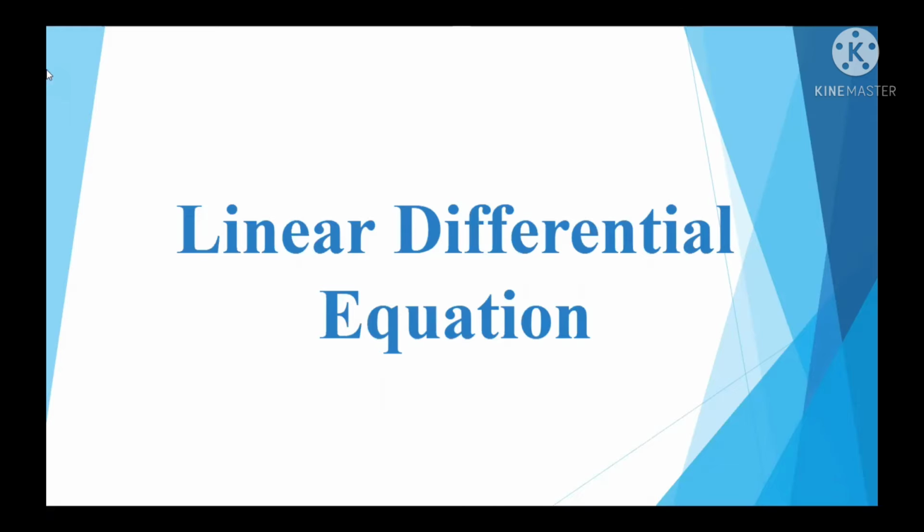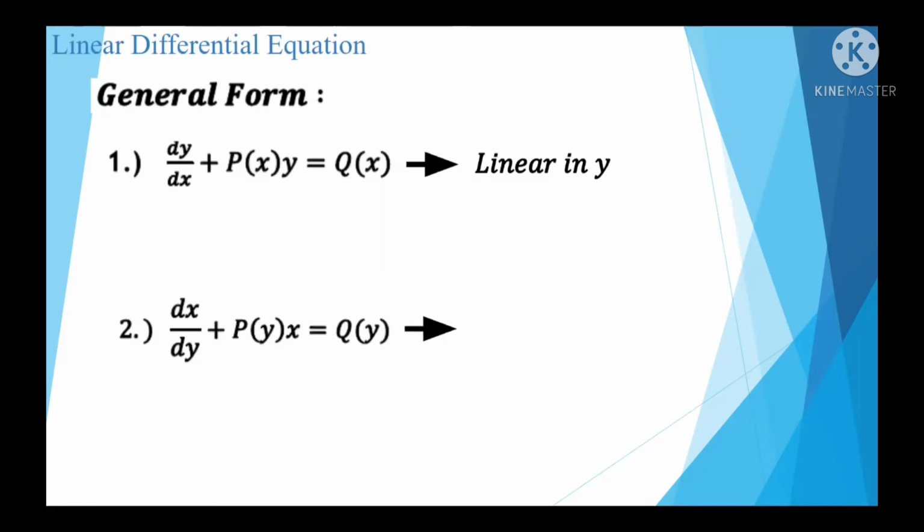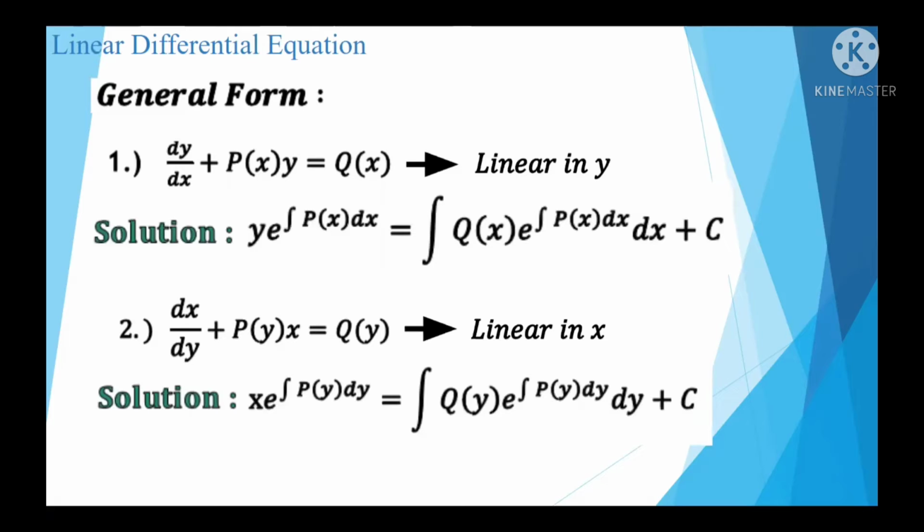If ever the equation can't be solved by variable separable or homogeneous DE, then that's the time we will use linear DE. Since we already know how to solve variable separable and homogeneous DE, now let's learn linear DE. Linear DE has the forms dy over dx plus p of x y equals q of x. That is linear in y. And another form is dx over dy plus p of y x equals q of y. And that is linear in x.